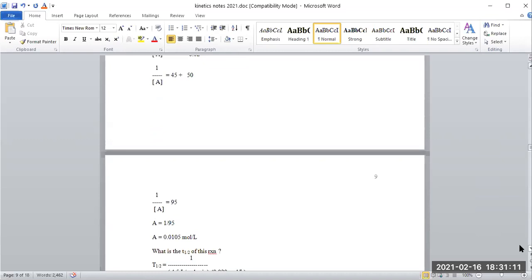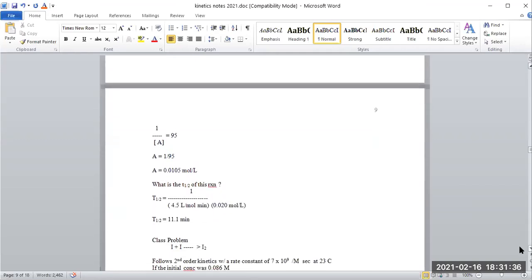I have a little more than half left. I have 0.0105. I started with 0.02. I didn't quite use up exactly half, and I did this in 10 minutes. Well, what is my half-life? How long does it take to use exactly half of it?